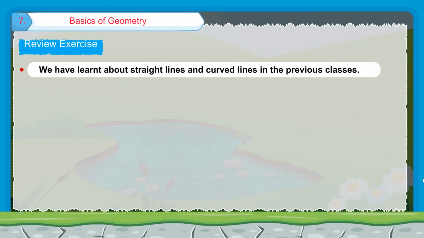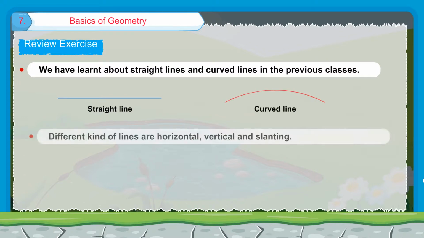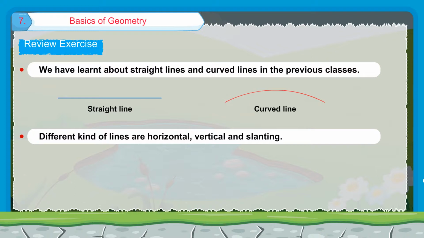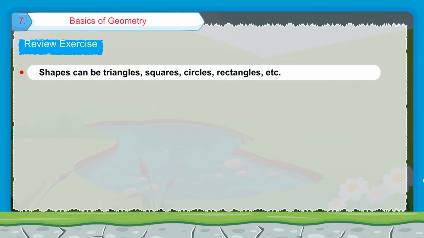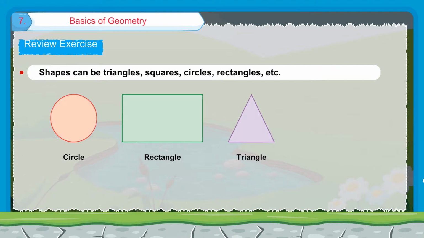Review exercise. We have learned about straight lines and curved lines in the previous classes. Straight line, curved line. Different kinds of lines are horizontal, vertical and slanting. Horizontal line, vertical line, slanting line. Shapes can be triangles, squares, circles, rectangles, etc. Circle, rectangle, triangle, square.